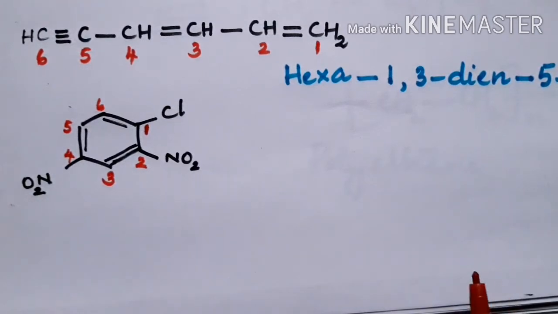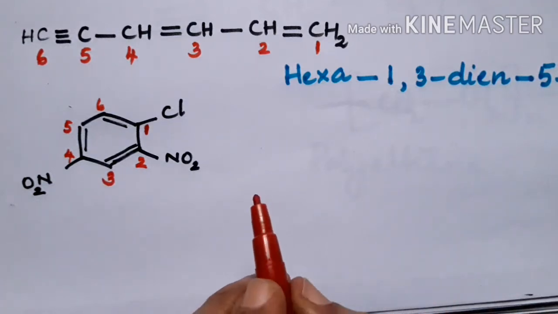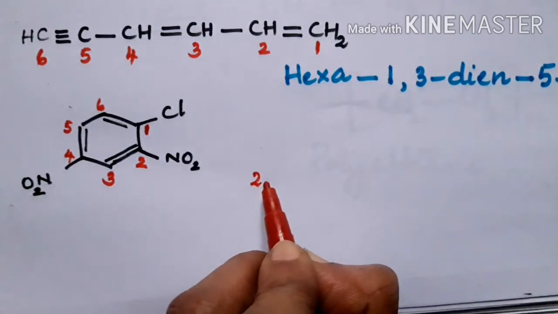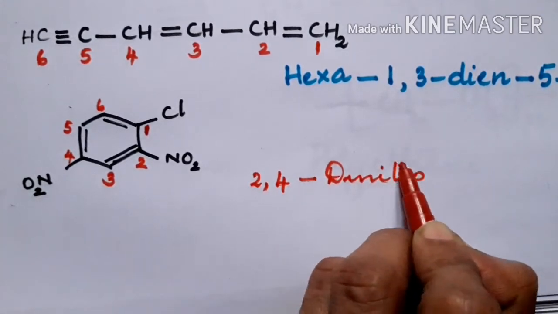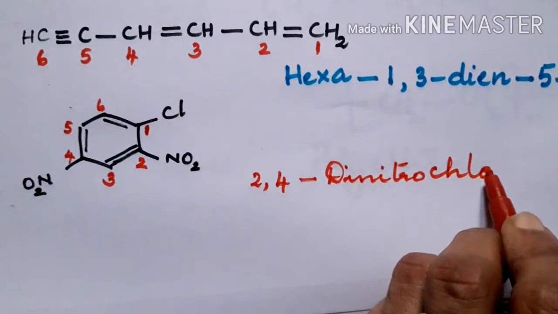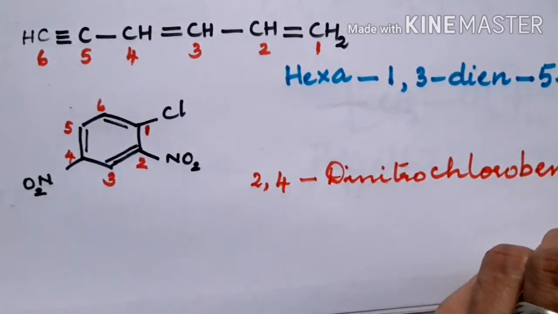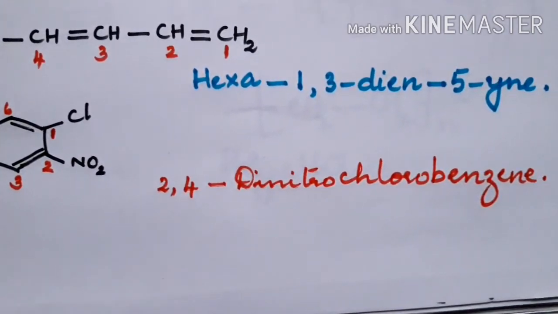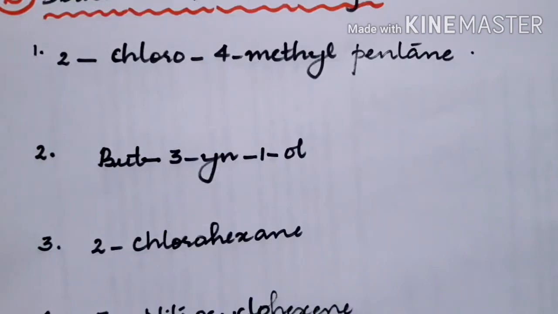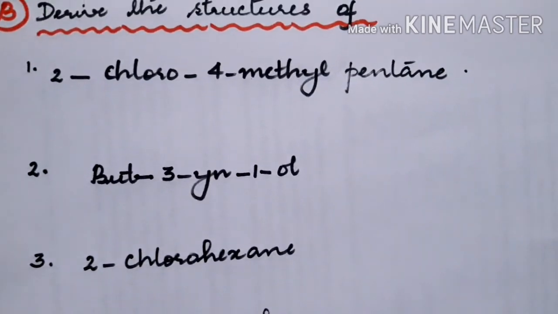We name this compound as a derivative of chlorobenzene because chlorine is given more preference. So this compound will be 2,4-dinitrochlorobenzene. Hope it is clear. 2,4-dinitrochlorobenzene. Now a few examples in which we are able to derive the structures for the compound.